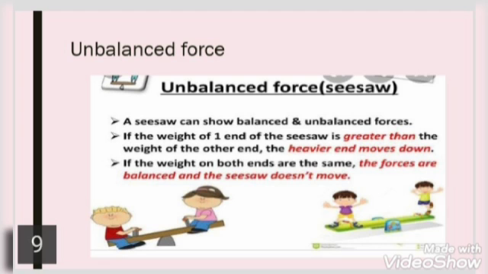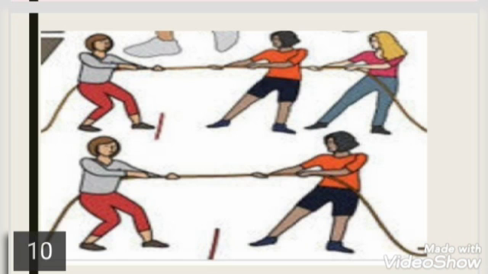Unbalanced force. An example is a seesaw. A seesaw can show balanced and unbalanced force. If the weight of one end of the seesaw is greater than the weight of the other end, the heavier end moves down. If the weight of both ends is the same, the forces are balanced and the seesaw does not move.